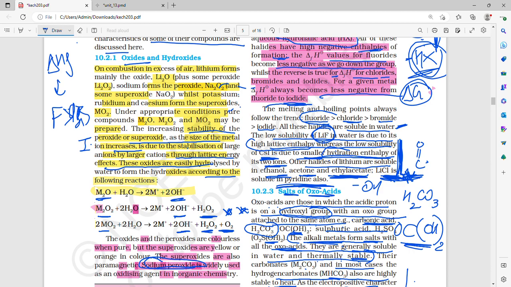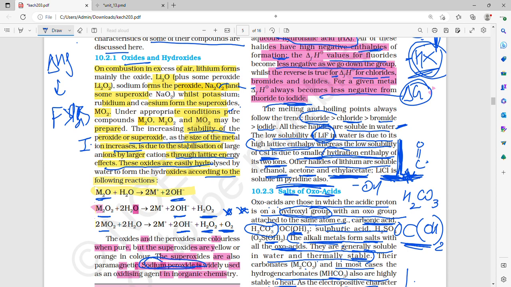Whilst potassium, rubidium and cesium only form superoxides, that is MO2, where M can be K potassium, Rb rubidium and Cs cesium. Now under appropriate conditions, pure compounds like M2O, M2O2 and MO2 may be prepared. The increasing stability of peroxide or superoxide as the size of the metal ion increases is due to the stabilization of large anions by larger cations, that is through lattice energy effects.